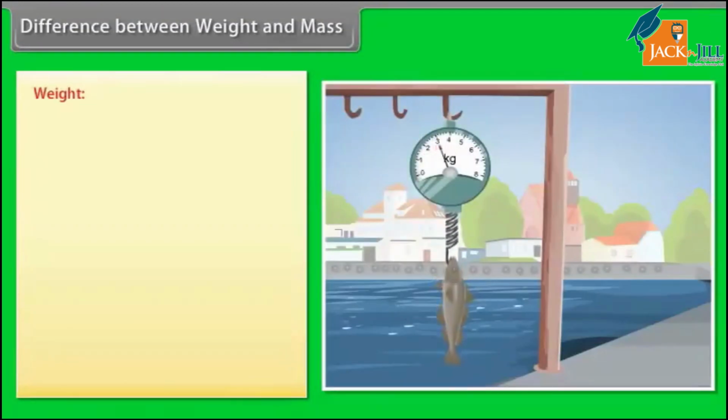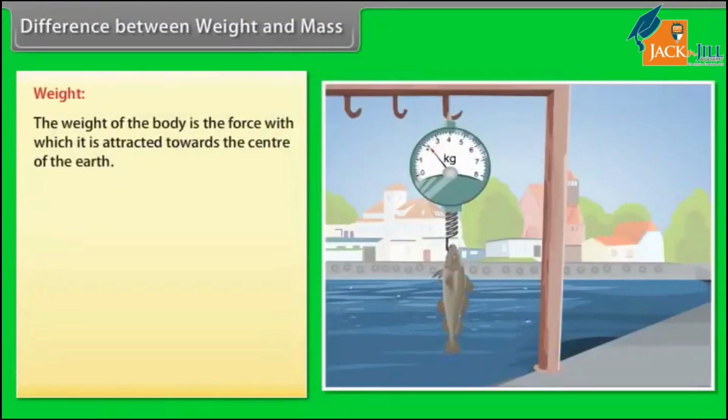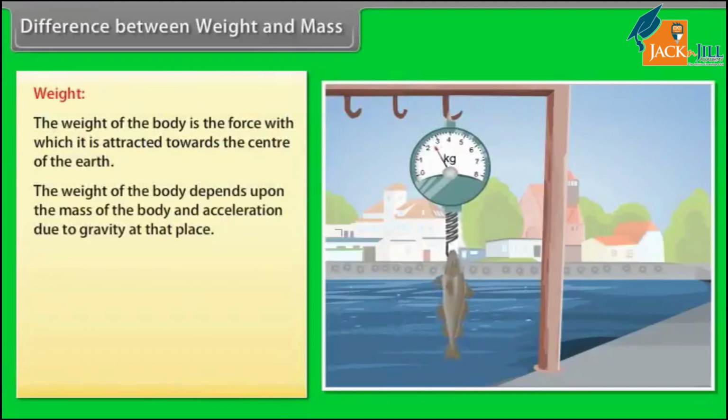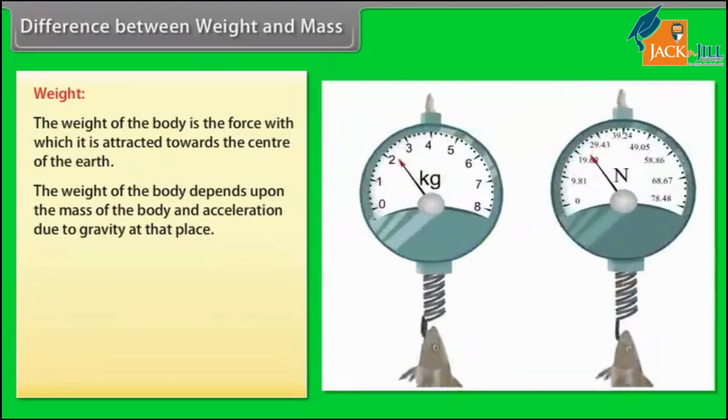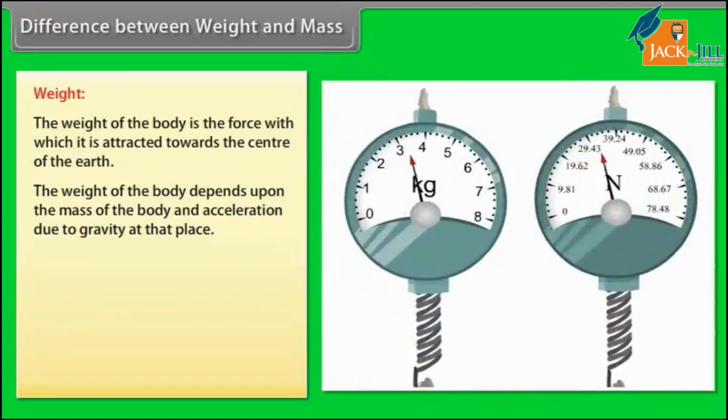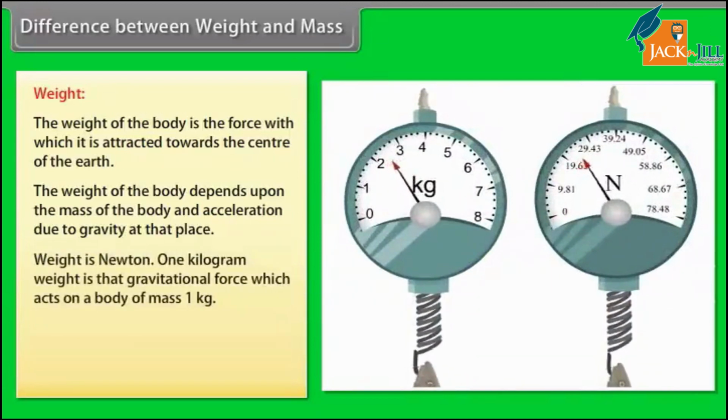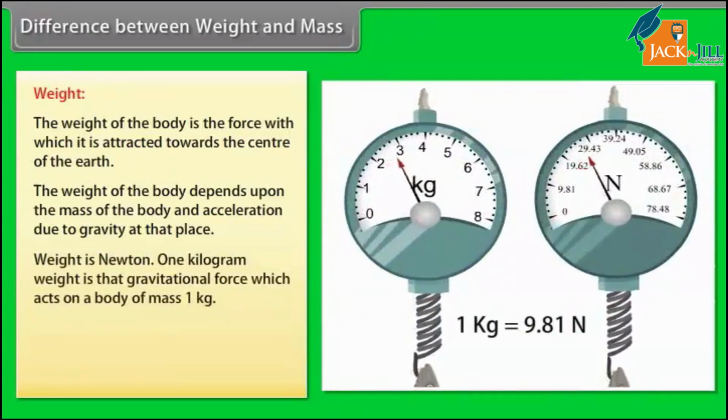Weight. The weight of a body is the force with which it is attracted towards the center of the earth. The weight of a body depends upon the mass of the body and the acceleration due to gravity at that place. Weight is measured in newtons. 1 kilogram weight is that gravitational force which acts on a body of mass 1 kilogram.